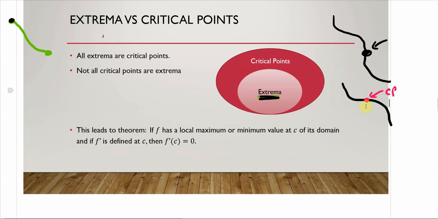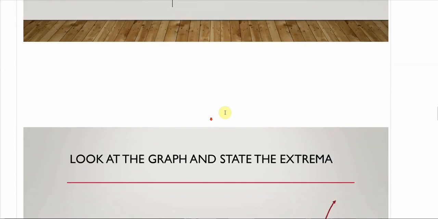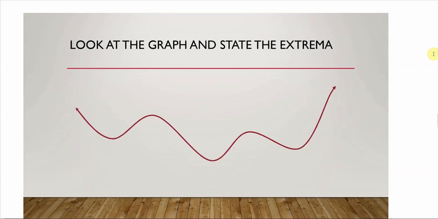Okay, so this is gonna lead us to a theorem. If f has a local max or minimum value at c of its domain, and if f prime is defined at c, then f prime of c is equal to 0. Okay. All right.